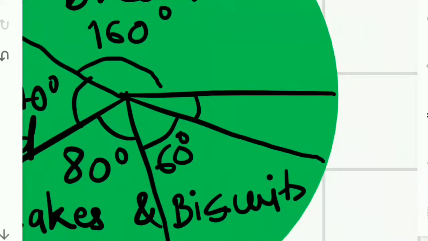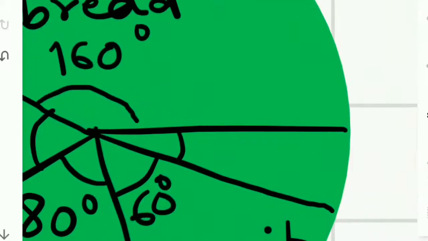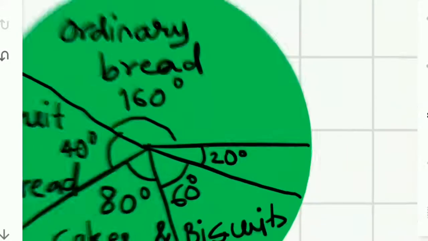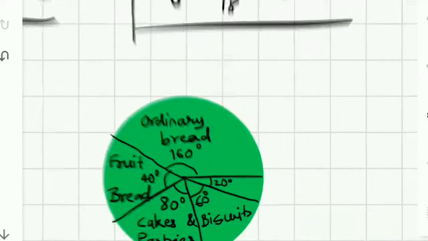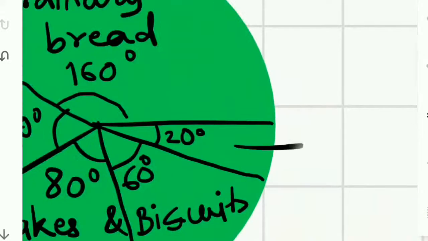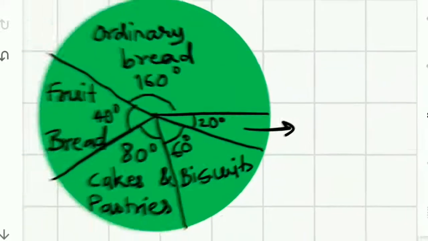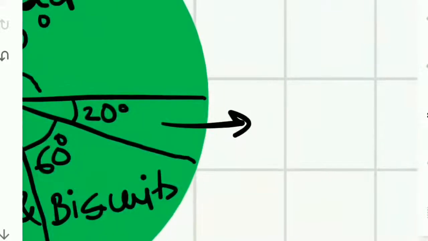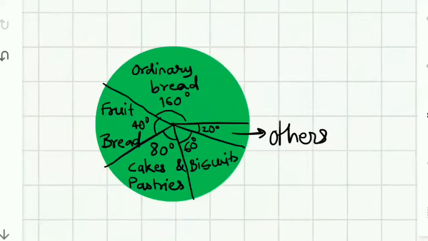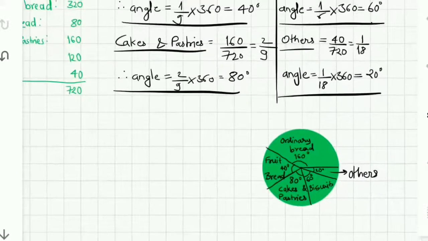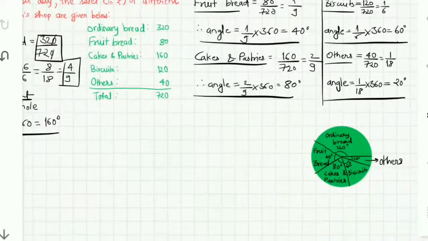And the part that remains has to be 20 degrees. It will be 20 degrees, which is for other sales items. So I don't have any space here to write inside, so I'll just point it outside and write others. So this is the pie chart, the required pie chart here.